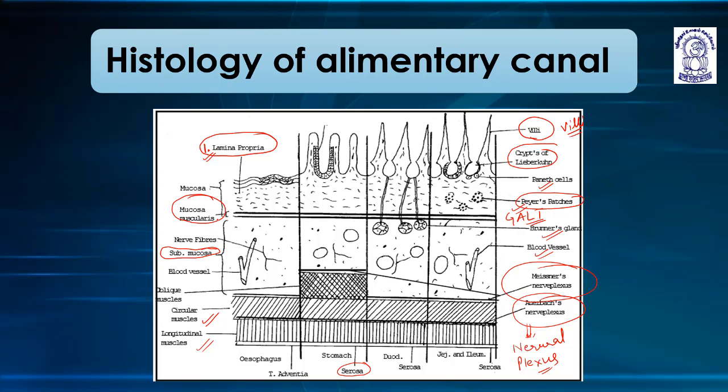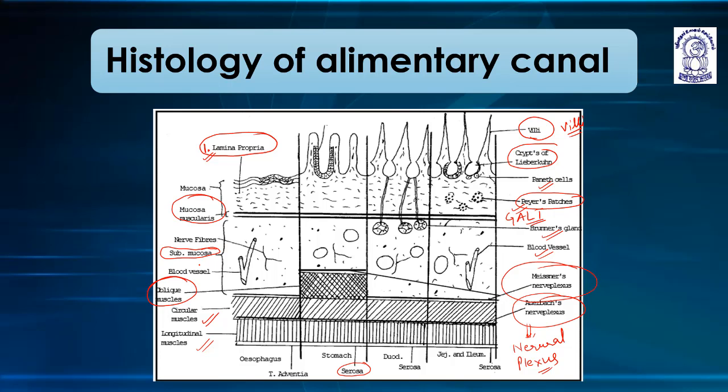It is followed by the submucosal region, and the submucosal region is followed by the different muscular layers, in which the oblique muscles are only and only present in the stomach. Circular muscles and longitudinal muscles are common in all regions of the alimentary canal, like the esophagus and stomach, except for the oblique muscles.